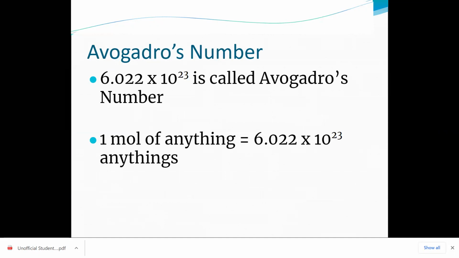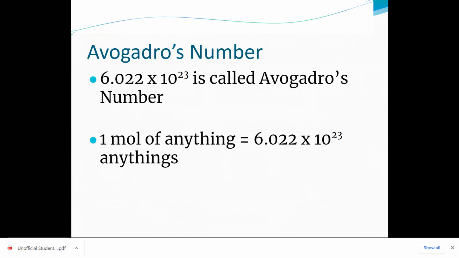Avogadro's number is 6.022 times 10 to the 23rd power. Avogadro is the guy that came up with the number, the mole. And that is a ridiculously large number.